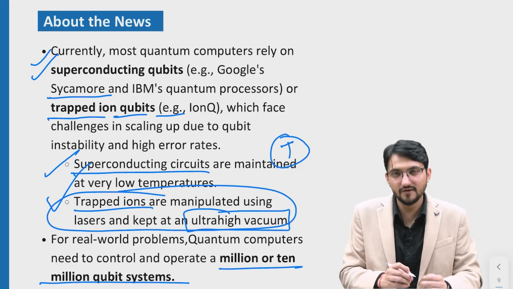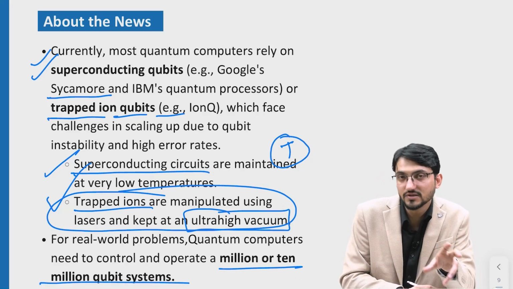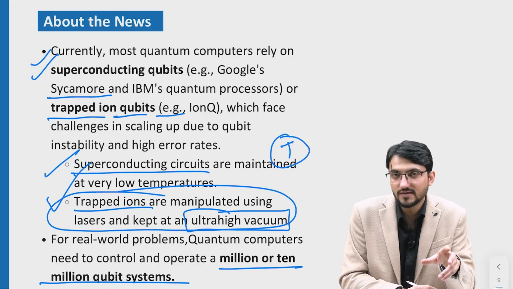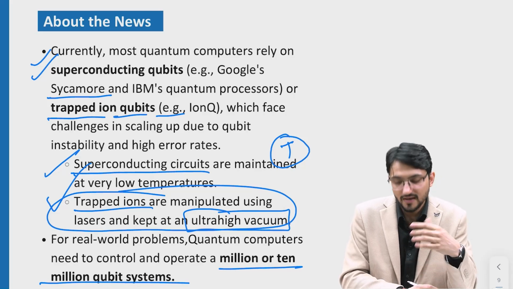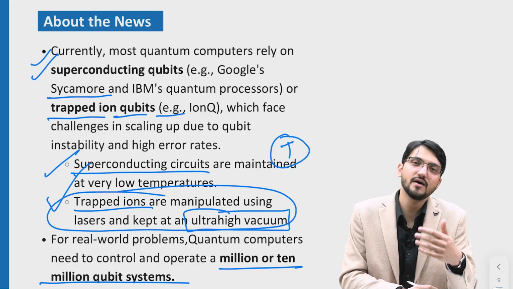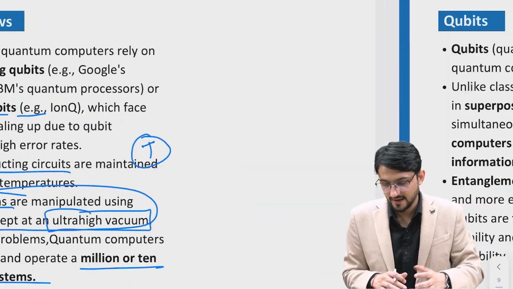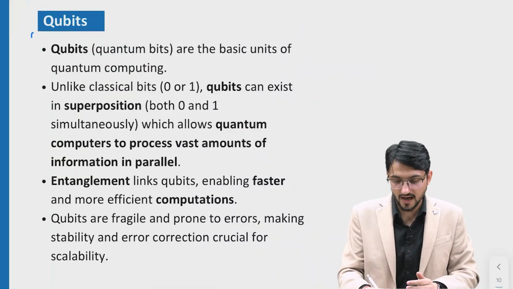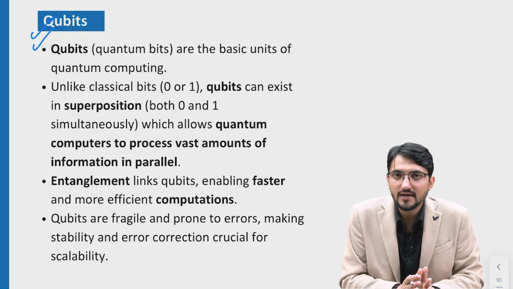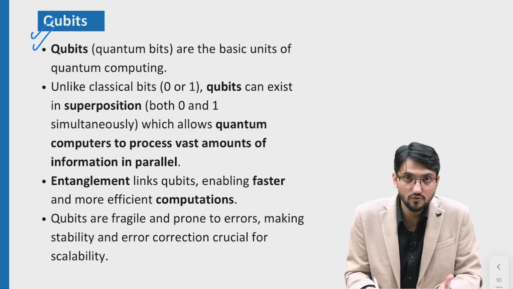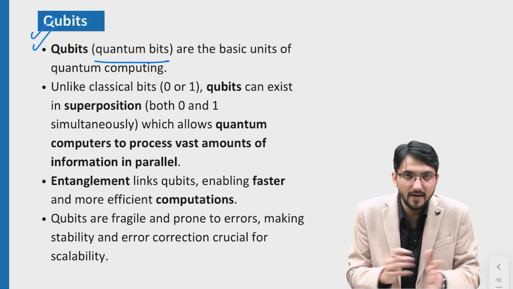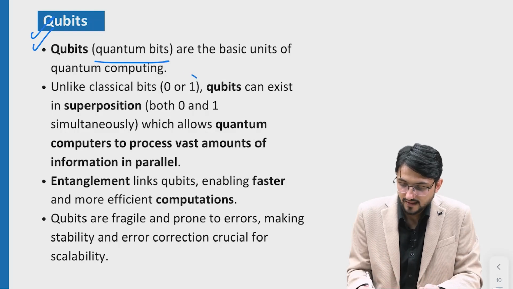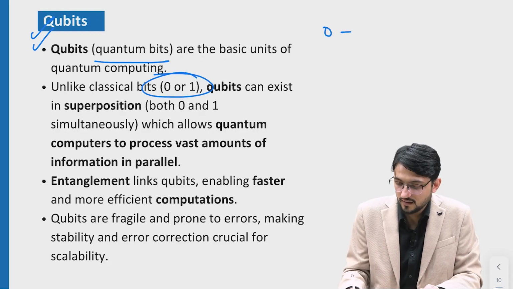And also remember that we have to handle millions of qubits. It's not about one qubit. So millions of qubits can only be handled if they are more stable than usual. Moving ahead, what are qubits? Qubits are basically quantum bits. If you expand it, quantum bits are nothing but this beyond 0 1 technique.